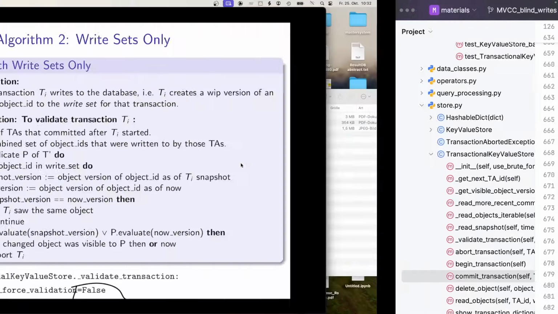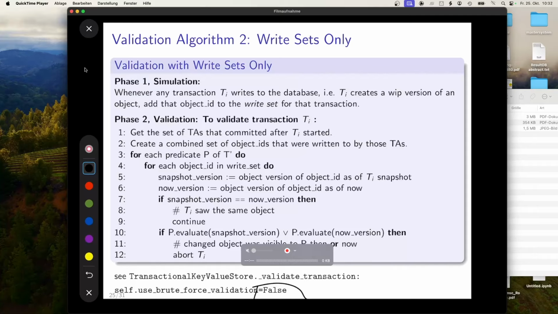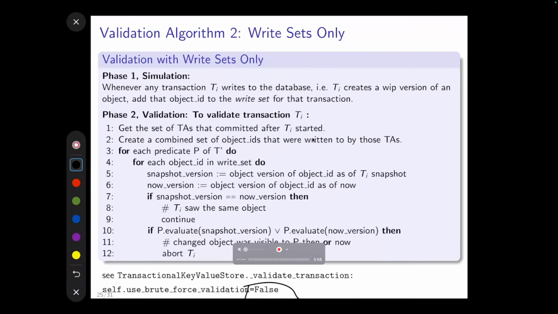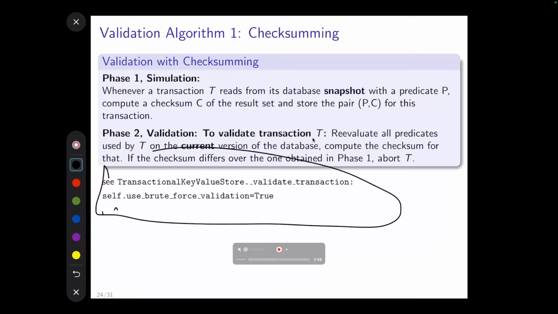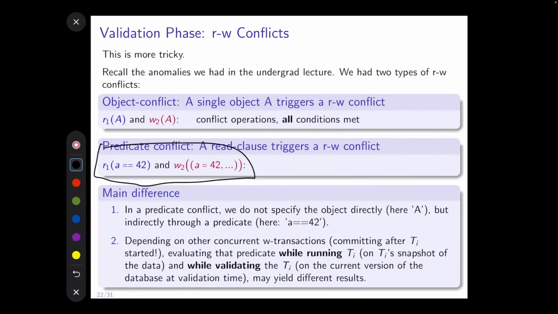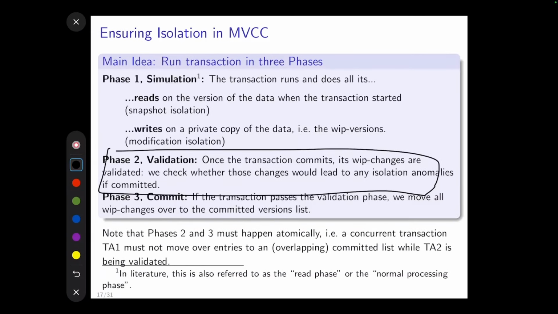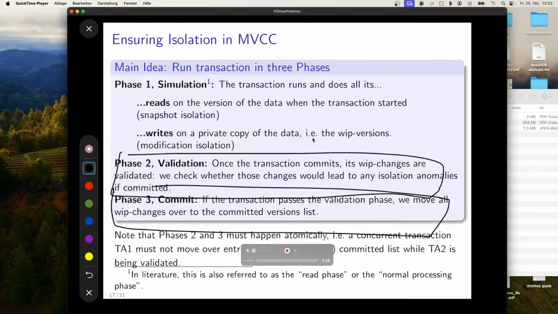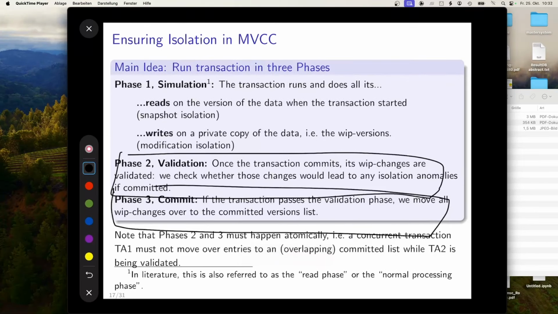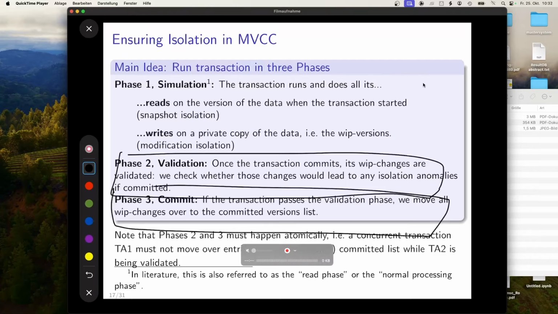When we go back to the slide, I think I had it. We looked at these three here. So this commit phase, phase number 3, that's where we are. If the transaction passes the validation phase, we move all work in progress changes over to the committed version list. That's all you have to do. The hard part is validating. If you're done validating, you're confident, then you can move these entries over.